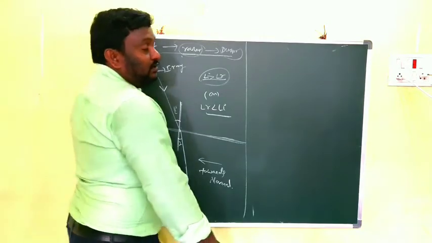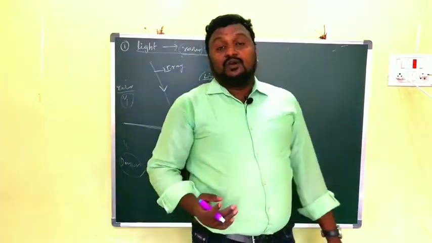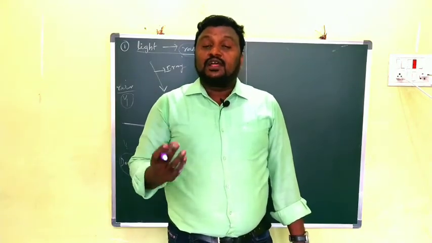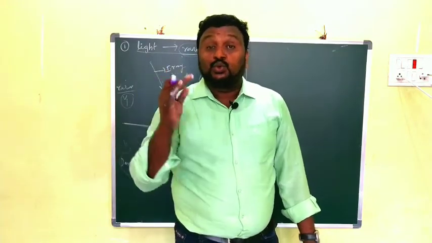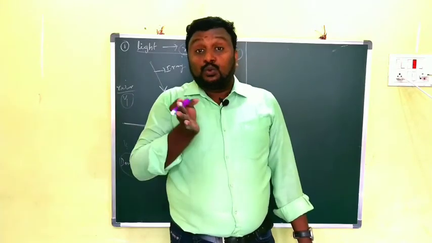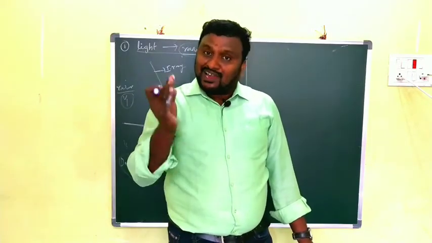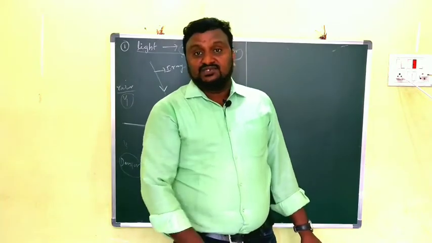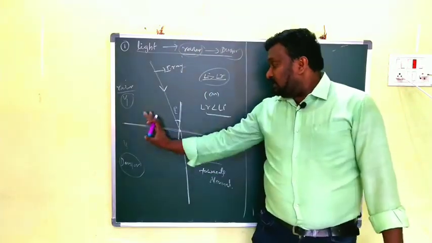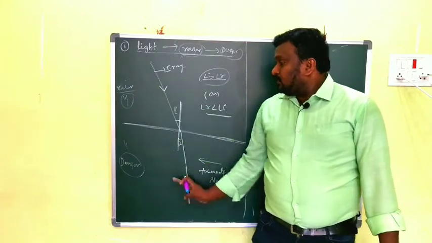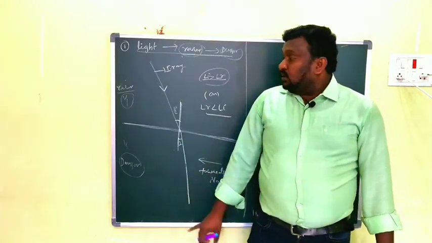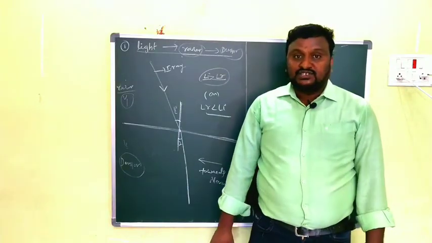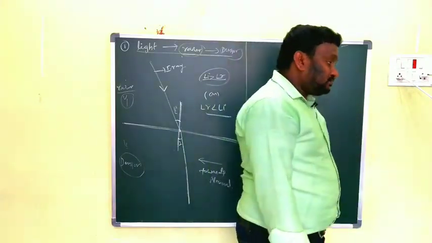That means when the light ray is moving from rarer medium to the denser medium, after refraction, the refracted ray must be towards the normal. That's why angle of R must be less than the angle of incidence. So clear, children? Angle of R is less than the angle of I.